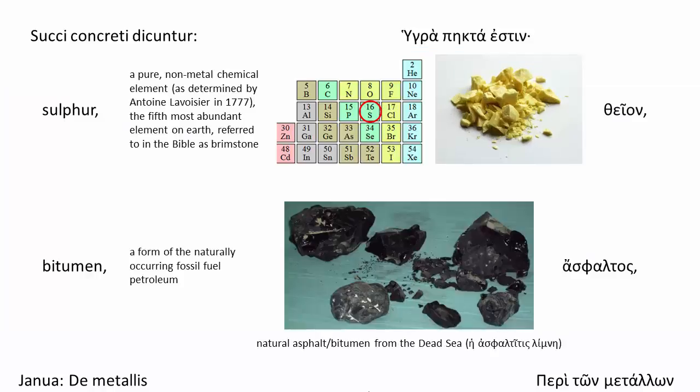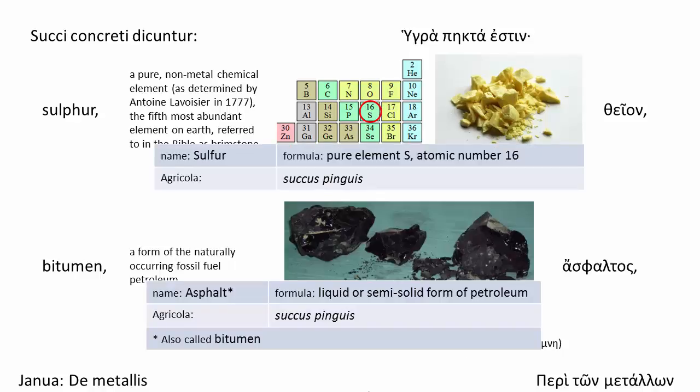Bitumen, asphaltos. And here we see a sample of asphalt from the Dead Sea, which was called e asphaltitis limne. In Agricola, sulfur and bitumen are a second closely related pair of succi pingues. Sulfur we now know to be a chemical element, bitumen a fossil fuel.